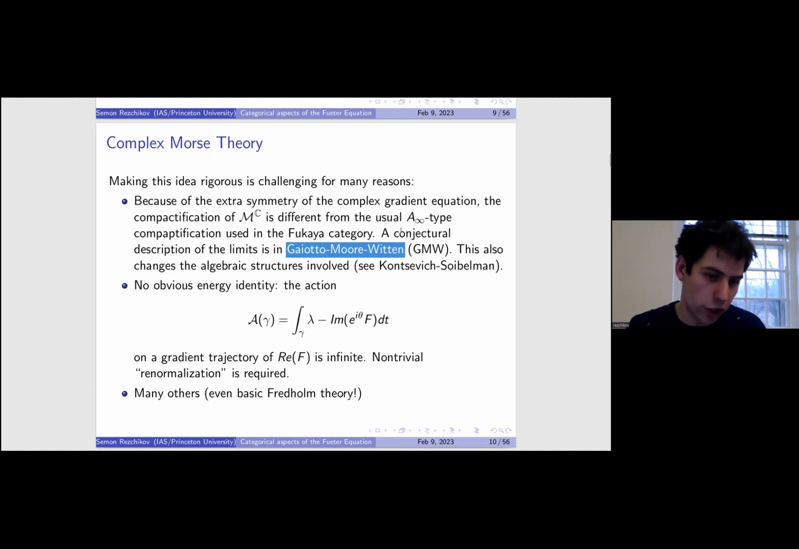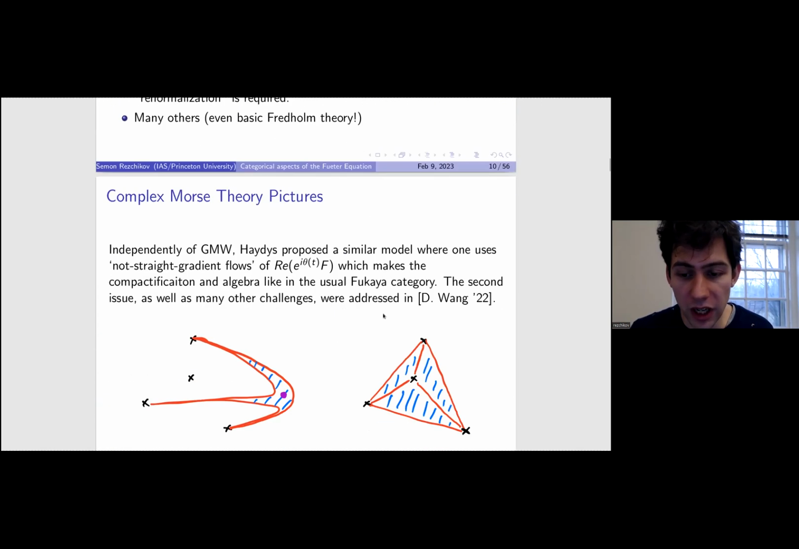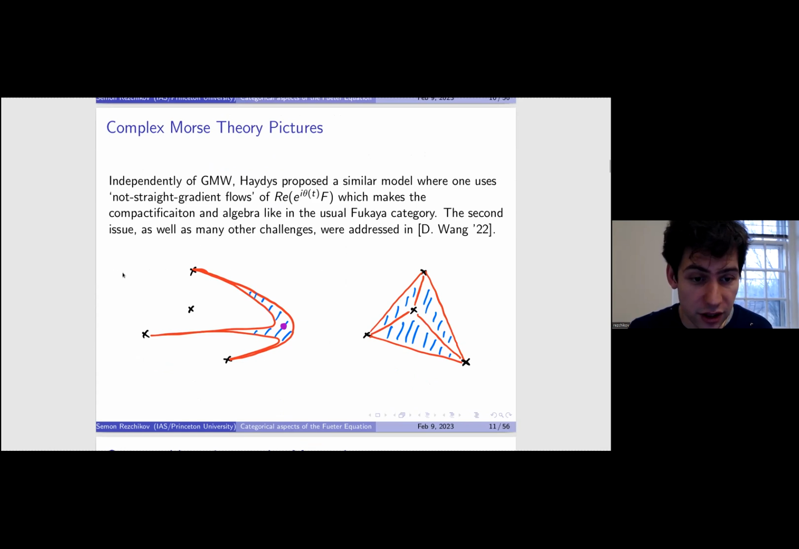And then there are lots of other more technical problems, like the Fredholm theory of these non-compact domains is pretty subtle. So one thing that was done, independently of this Gaiotto-Moore-Witten proposal, is that Haydys proposed a different version where instead of using straight line flows, you use these curved flows. The numbers of these curved real gradient flows are naturally in bijection with the intersection numbers between these symbols. That's like the picture on the left and the picture on the right. And then the compactification becomes more like a normal A-infinity compactification rather than some modified compactification proposed by Gaiotto-Moore-Witten and others. And so the situation as of the beginning of last year was that we had these two proposals, which is kind of interesting.